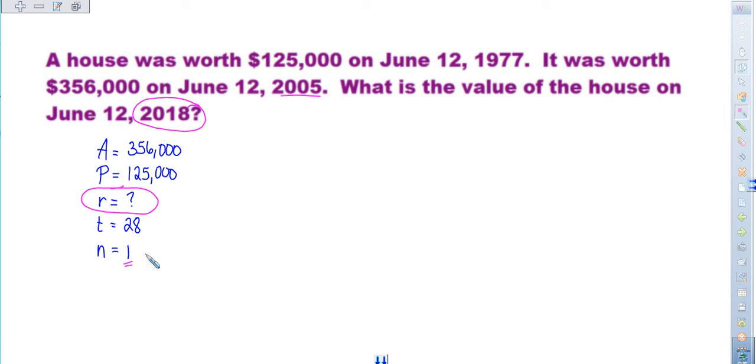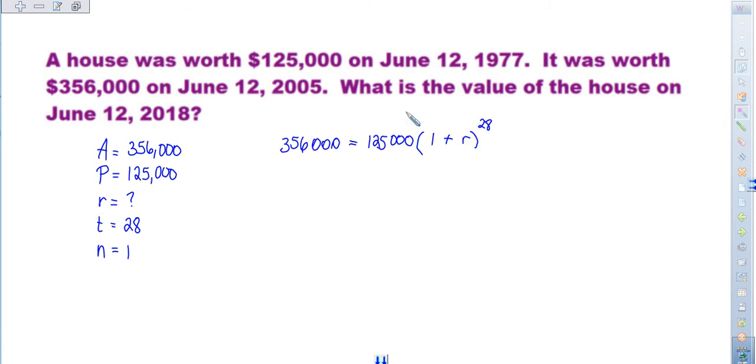Okay? So we plug it in our formula. Okay? We're going to divide both sides by 125,000. Then we'll take the 28th root, and then we'll subtract 1. If you get trouble about how the order went, look back at the previous question, but that's essentially what you're going to do. You'll divide by this to isolate the exponential. Then you'll take the root of the 28th to get rid of the 28th exponent. And then we'll end up subtracting 1 from both sides to leave us with the r.